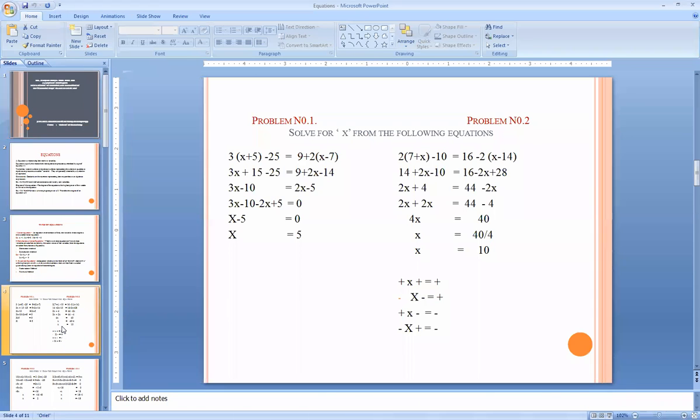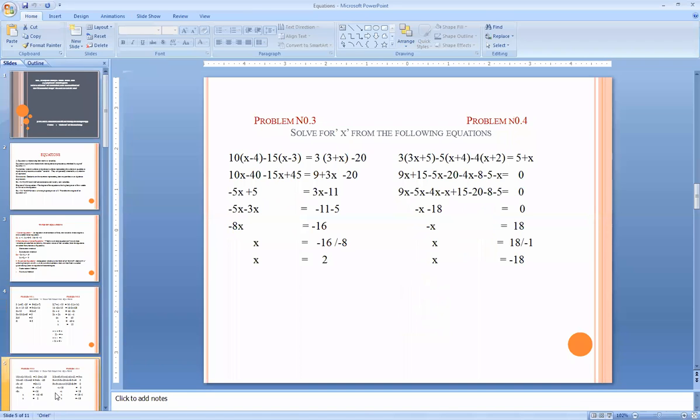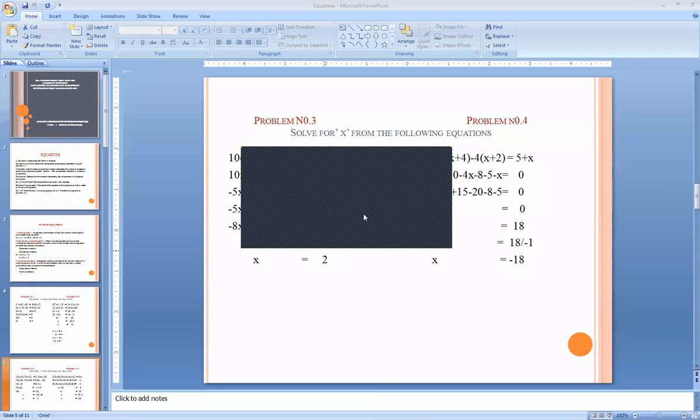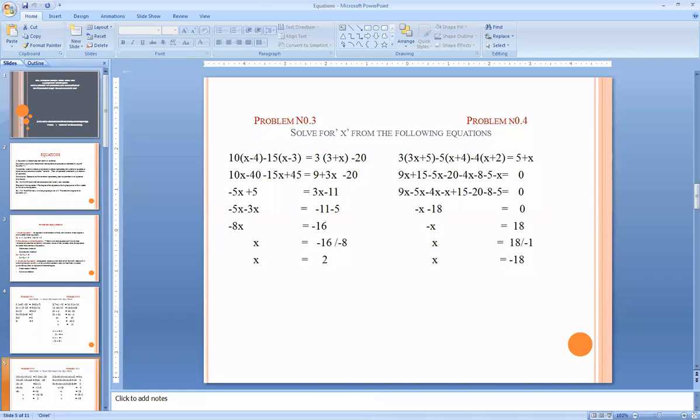In the previous class, we came across the first problems, number 1, 2, 3, and 4. Have you people followed this one? Have you people followed yesterday what we have done?